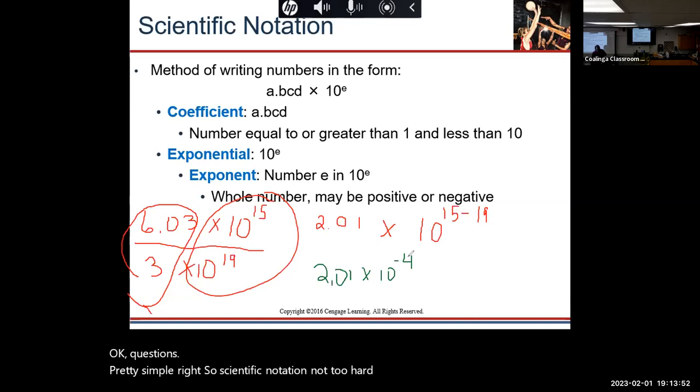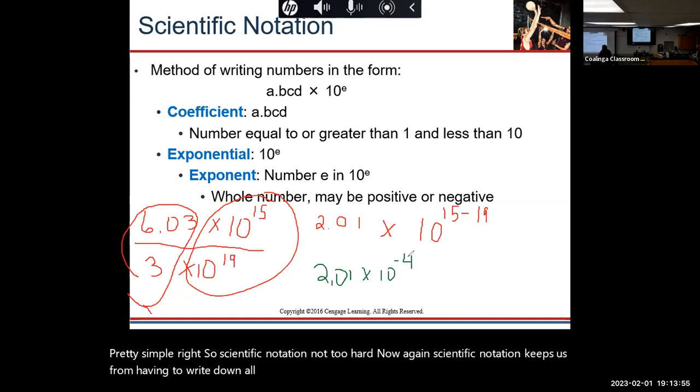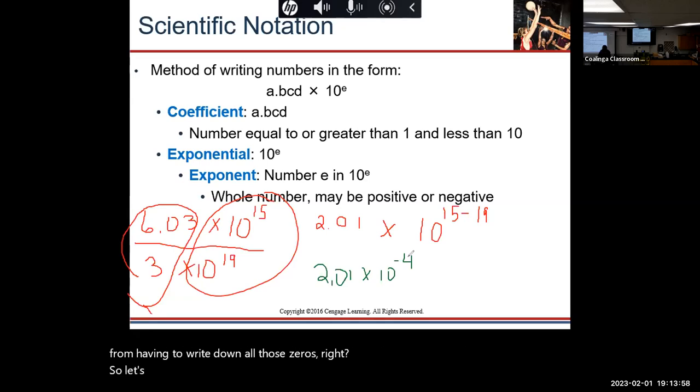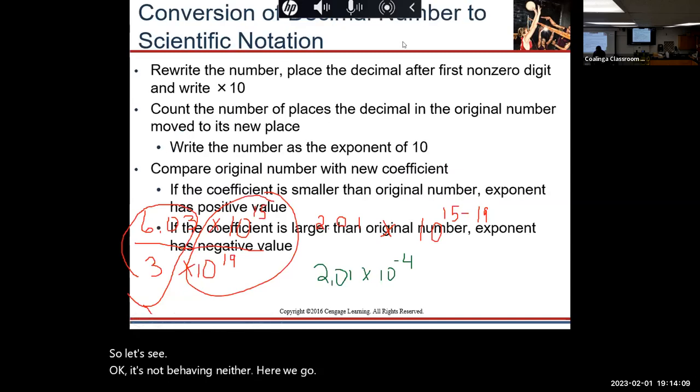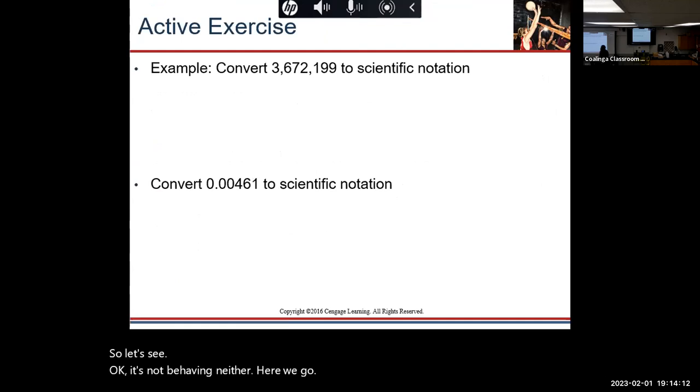Now, again, scientific notation keeps us from having to write down all those zeros, right? Let's see. Okay, so if we have 3,672,199, and we want to write that into scientific notation, how would I go about doing that?